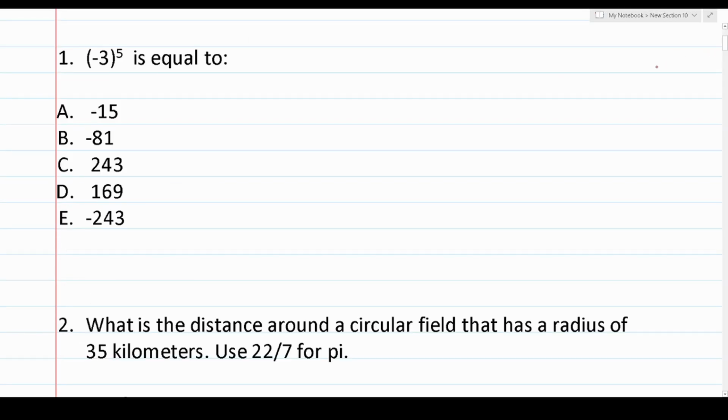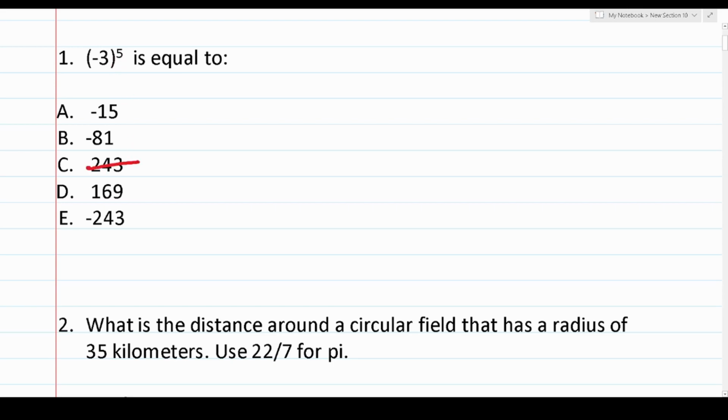All right, so this first question says -3 to the 5th power is equal to. To answer this one, we have to know how negative numbers interact with powers. Negative numbers raised to even powers result in positive numbers. Negative numbers raised to odd powers result in negative numbers. In this case, we have -3 raised to 5, which is an odd number. So we know our result, when we work this one out, is going to be negative.